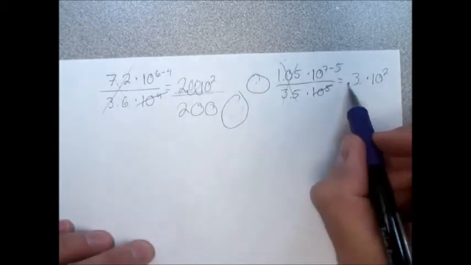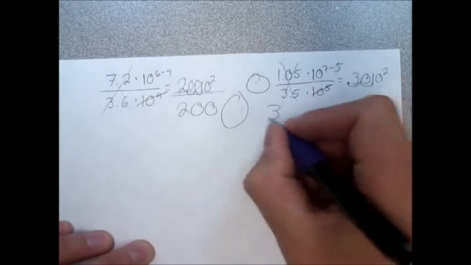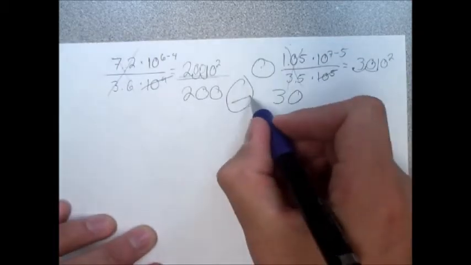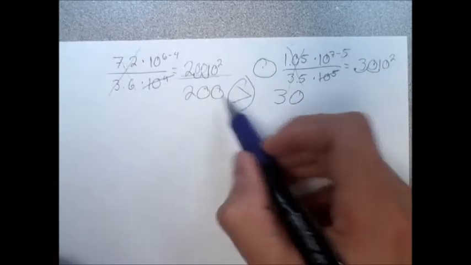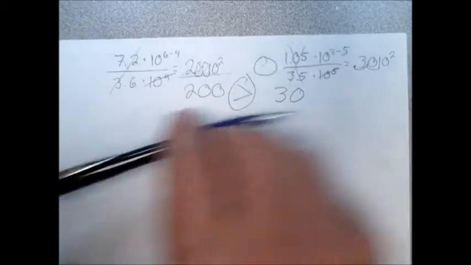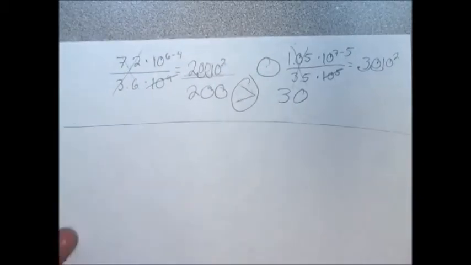So it says move your decimal place 2 times. 1, 2. Fill it in with a 0. We get 30. So 200 is greater than 30. Remember, we always open towards the larger side, and we point at the smaller one. Questions yet?